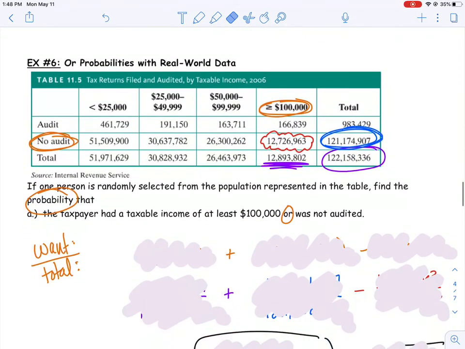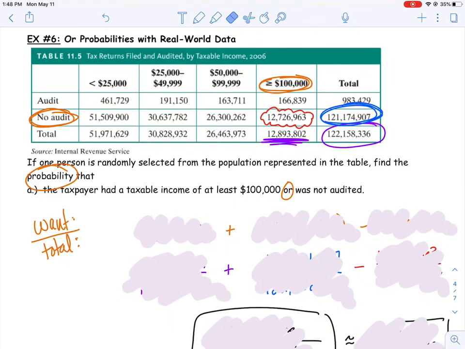Let's do one more. This one's a little bit different. This is one of our empirical probability questions. So it gives us a chart and it's going to ask us a few questions using the chart. In example number 6, it says if one person is randomly selected from the population in the table, find the probability that the taxpayer had a taxable income of at least $100,000 or was not audited.